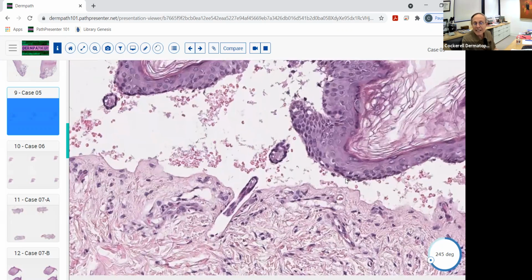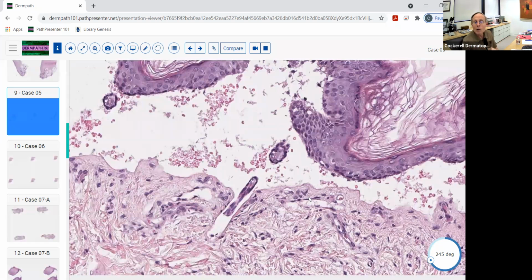Now, I don't see that here. So that tells me it's probably not Weber-Cockayne. It may be one of the other simplex forms that usually splits right at the level of the lamina lucida, like you would see here. If you actually see true Weber-Cockayne, you can often see dissolution of the basal cell cytoplasm itself. So that's kind of subtle to see under the microscope.